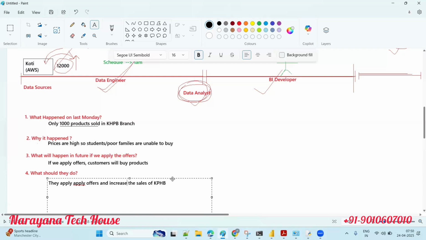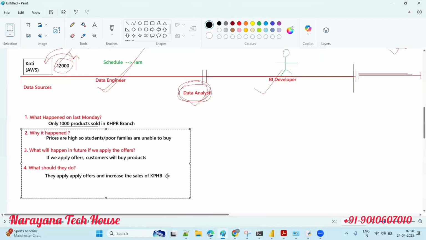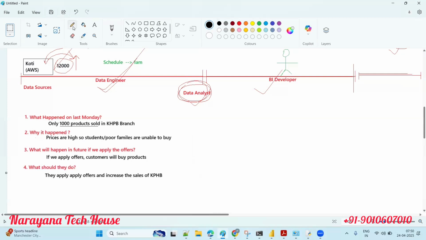This is generally the process of every business, guys. How many steps are there, all of you? How many questions are there here? Four questions are there, guys. We have four questions. What's the first question? Always, what happened yesterday? What happened in the last one week? What happened last season? Right? So what happened is the first question, guys.